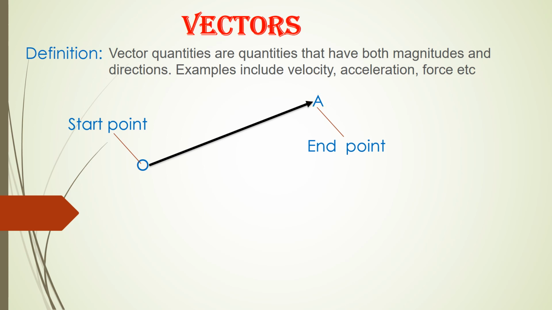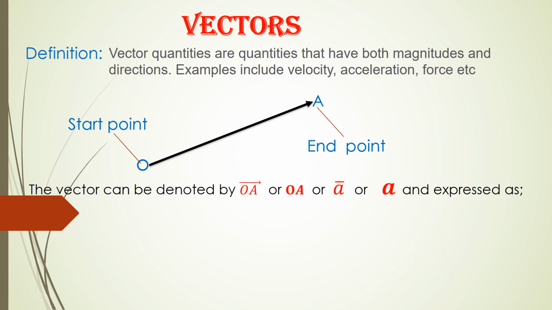Now, this vector OA can be denoted in various forms. First of all, we are going to have the first form here, which is OA with an arrow indicating the direction in which the vector runs, that is from the point O, which is the start point, to the point A, which is the end point, or we could simply write OA in bold. Another way of denoting this vector could be a lowercase a with a bar, or a lowercase a in bold font. So these are four different ways in which vectors can be denoted.